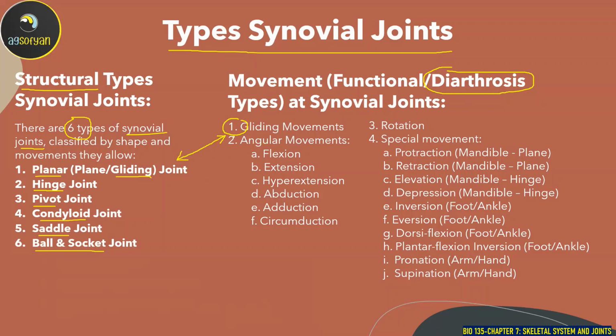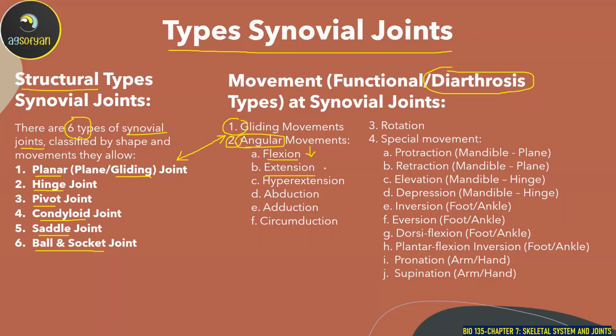The second one is called the angular movement. From the name, this is angle over here. So the angular movement is the movement that changes the angle between the bone. There are several types. The first one is flexion. So flexion is actually movement that reduces the angle. Like for example, if you flex your elbow, okay, the angles between the humerus and radius ulna will be reduced. Okay, is flexion.